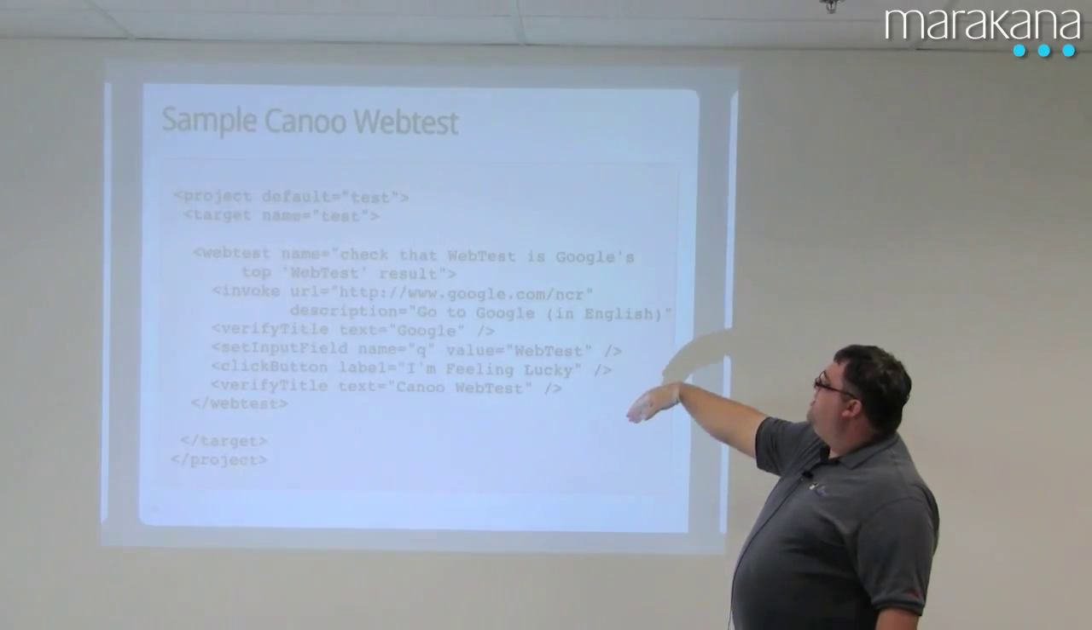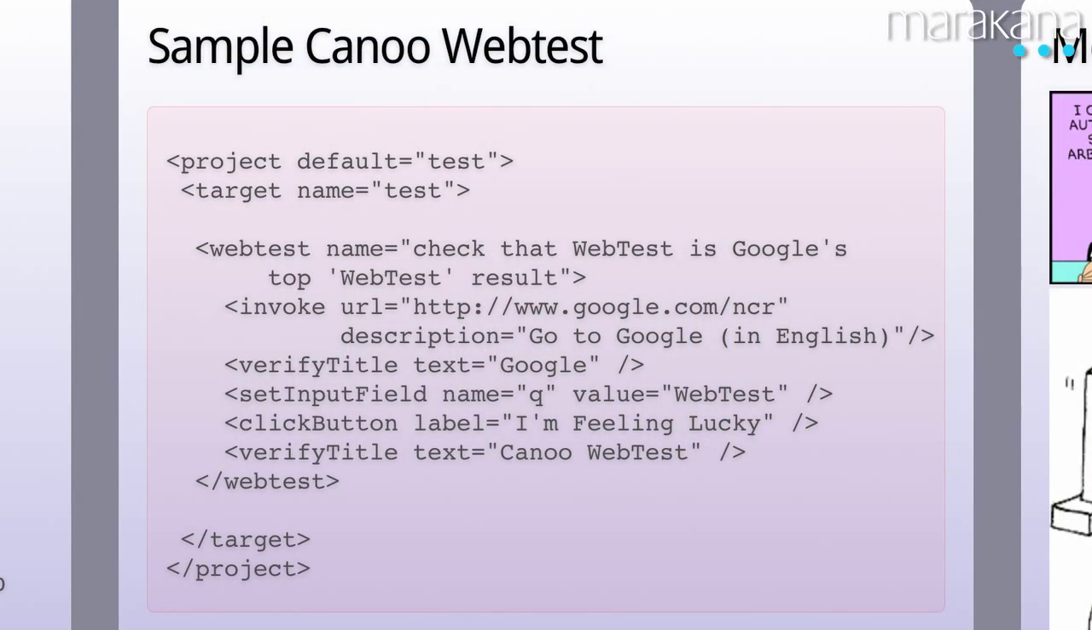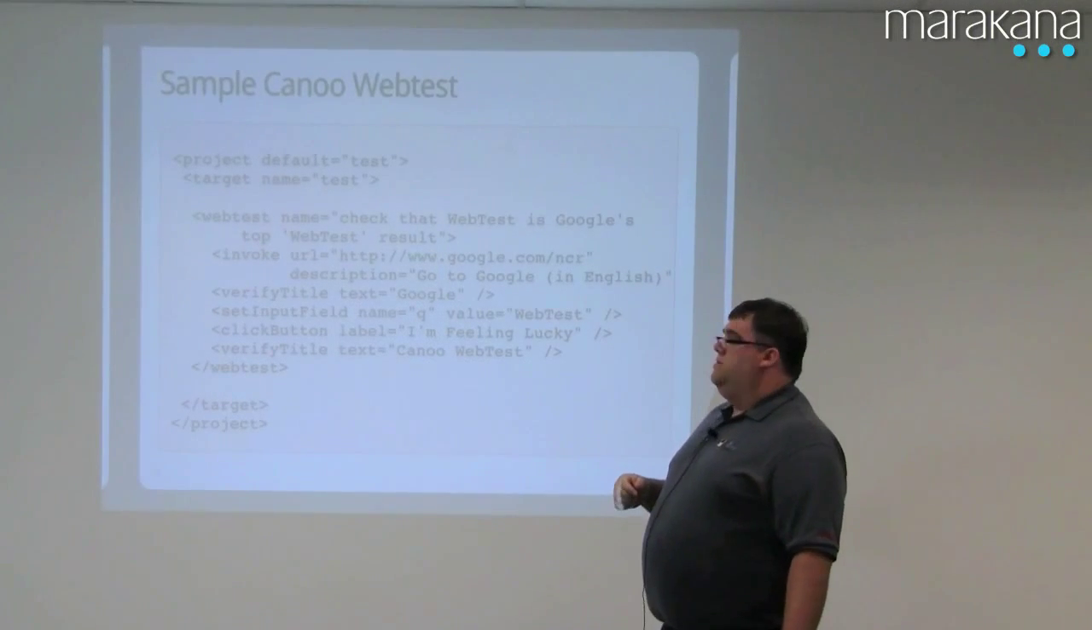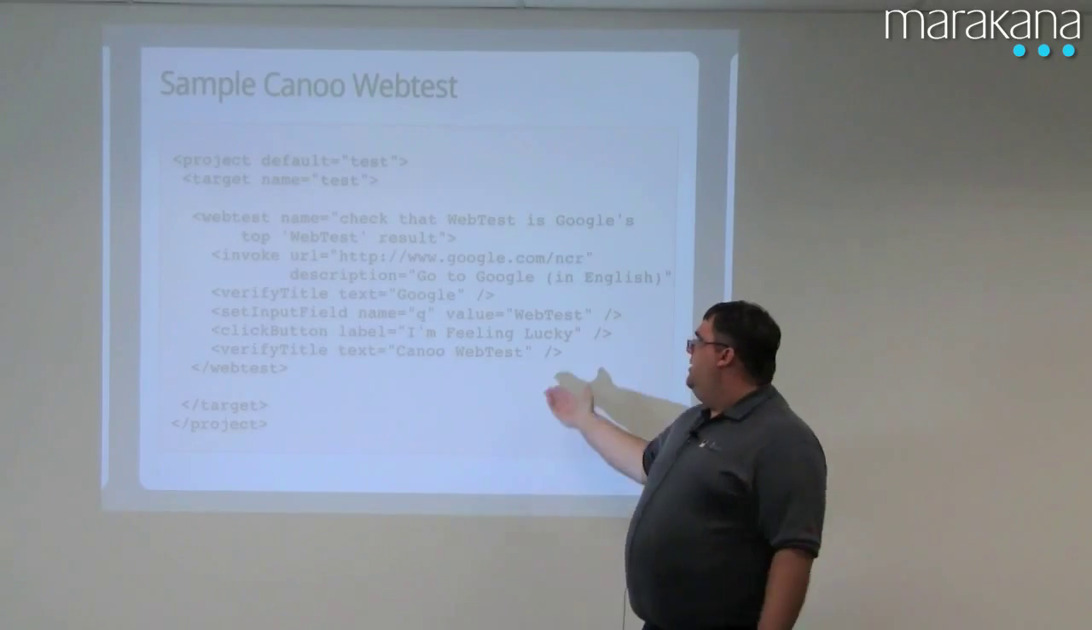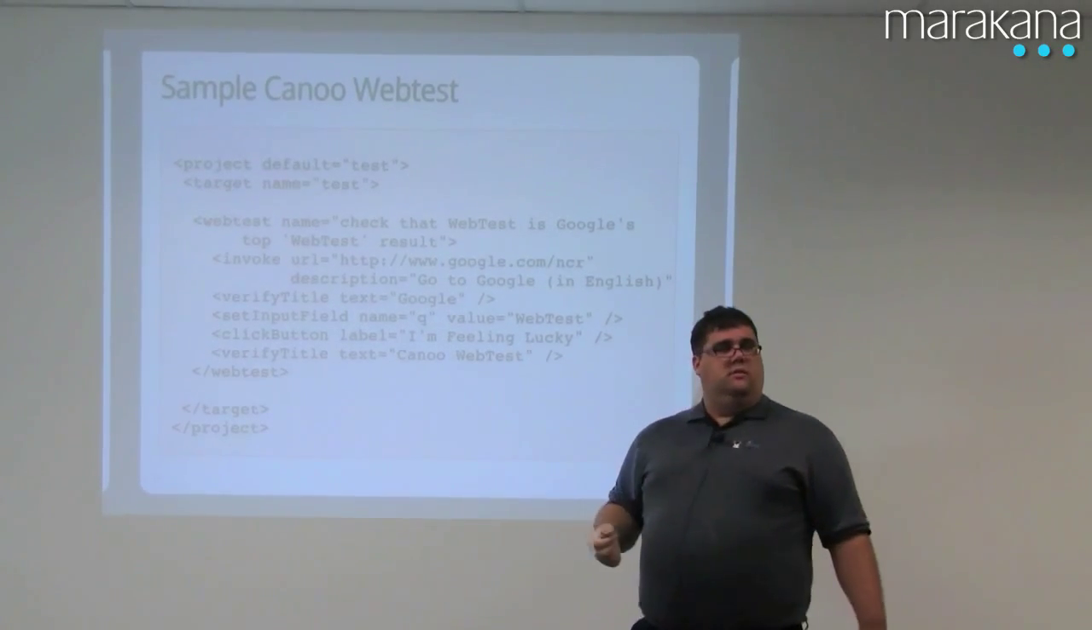So write some XML where I go to a URL, google.com. I verify that the title's Google, that I've loaded that. I set the Q, that's their input, into web test. I click the I'm Feeling Lucky button, and then I verify that that took me to the qUnit website because it has the title of qUnit Web Test.